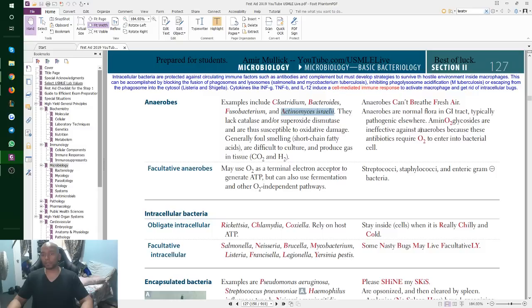Aminoglycosides are ineffective against anaerobes because these antibiotics require oxygen to enter into the bacterial cell. A nice little fact many people don't tend to remember. So aminoglycosides will never work against Clostridia, for example, because they're anaerobic. Not going to work against Bacteroides or even Fusobacterium, and definitely not Actinomyces israelii.